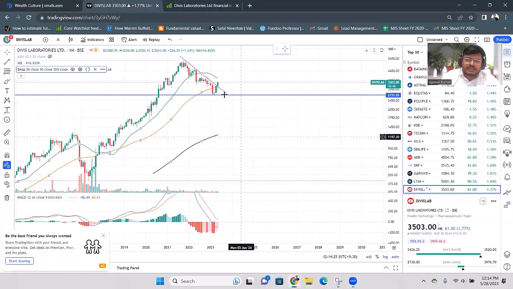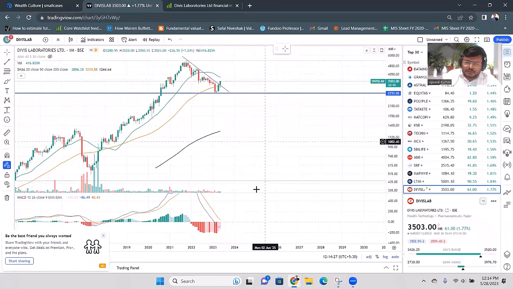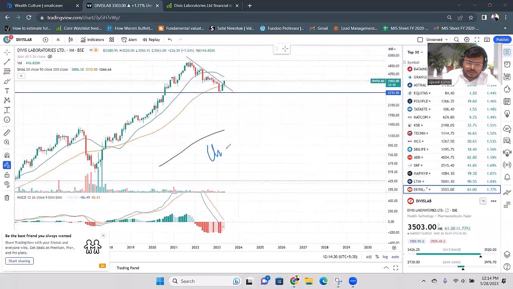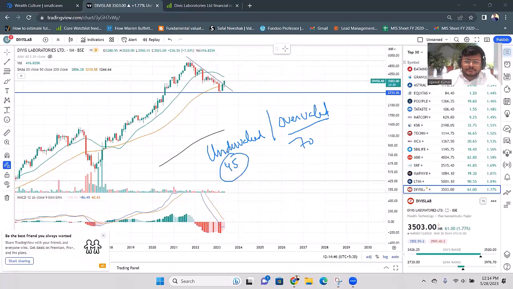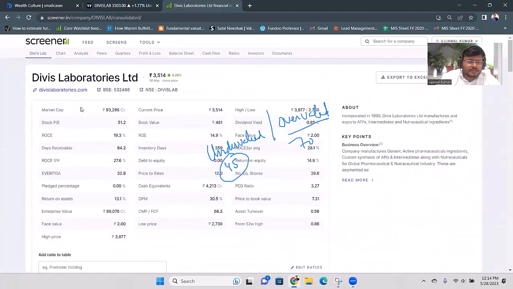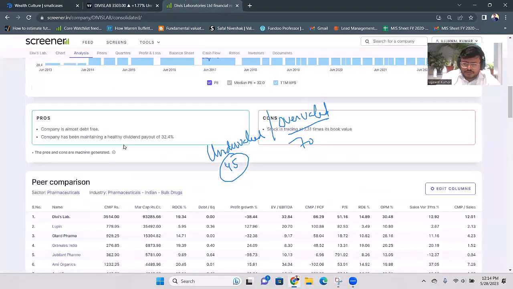So the bigger question is, is this company undervalued or overvalued, right? I was about to ask the same question. Is this company undervalued or overvalued? I can say for sure that it is not overvalued. This is not trading at a PE of 70 right now. It went back to the average of 45 or so. Just look at the current PE of the stock, it is 51 odd or so.